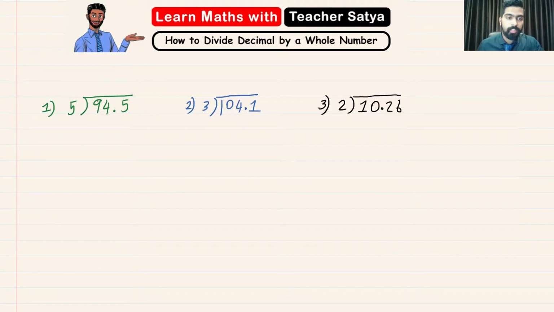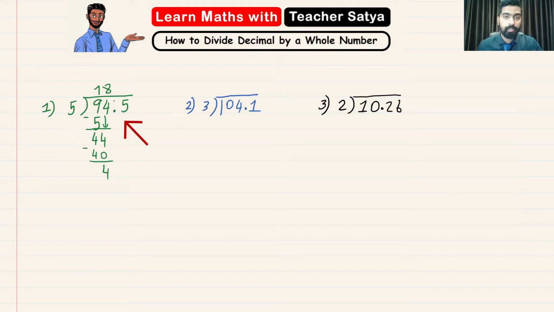So let's see how many times does 5 go in 9. So we know that 5 times 1 will give us 5, right guys. 9 minus 5 is 4, and then I'm going to drag this 4 down. Now we have 44. 5 times 8 will give us 40. 44 minus 40 will give us 4.